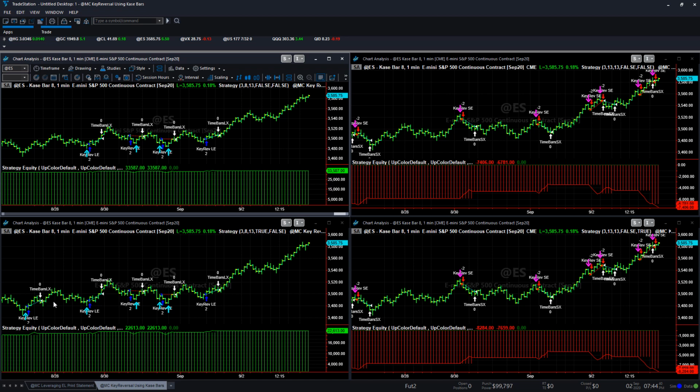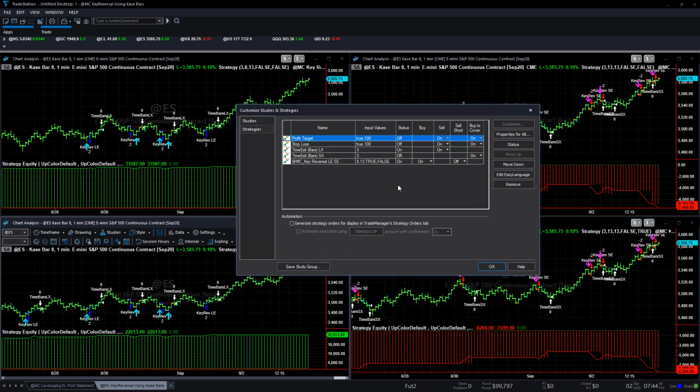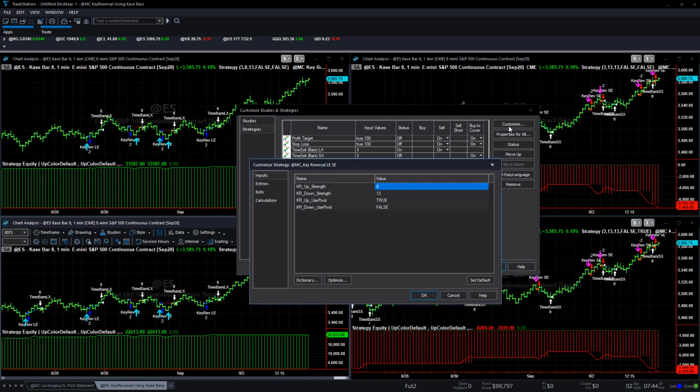And so that's the idea. By turning on that switch, if I right click in this chart and go to studies and edit strategies, and I look at the inputs now for the strategy, you'll notice that that's set to true. So the pivot condition is set on in this chart, off in this chart. That's the idea. And I can test it both ways.